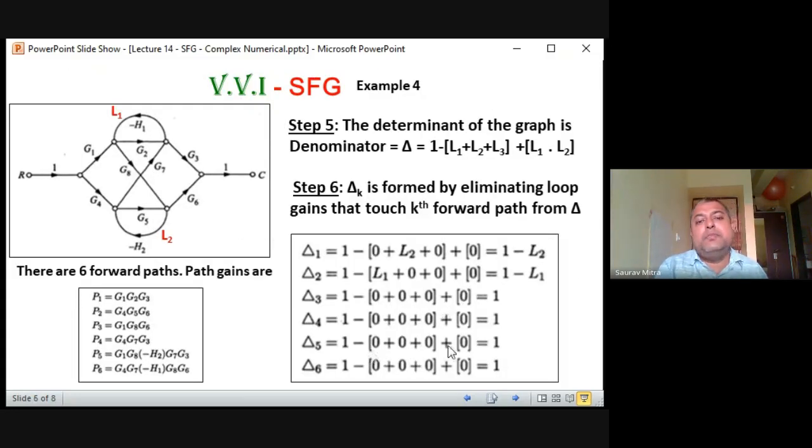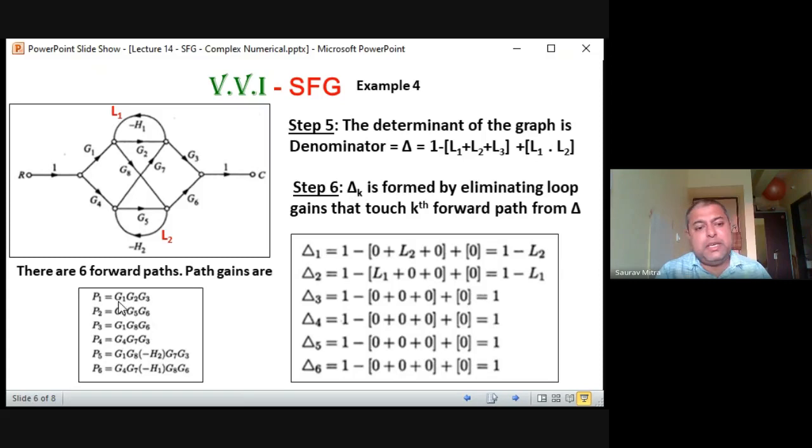Problem is the numerator. Because in the numerator there are 6 different forward paths, and each forward path will be having a delta. Okay, now let us find out what are the paths and which are the delta. So how to find it? The determinant of the graph is the denominator delta, that is equal to 1 minus individual loops plus multiplication of two loops which are non-touching, that is this L1 and L2. L3 I have not shown intentionally.